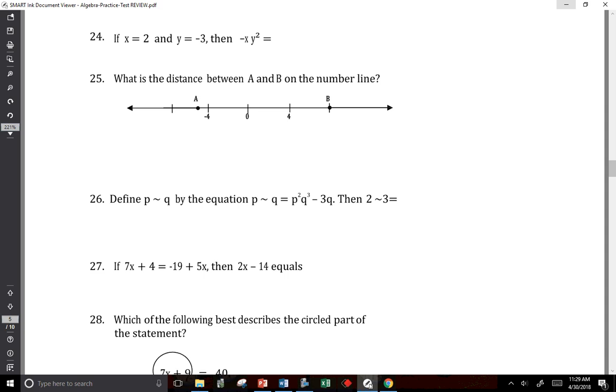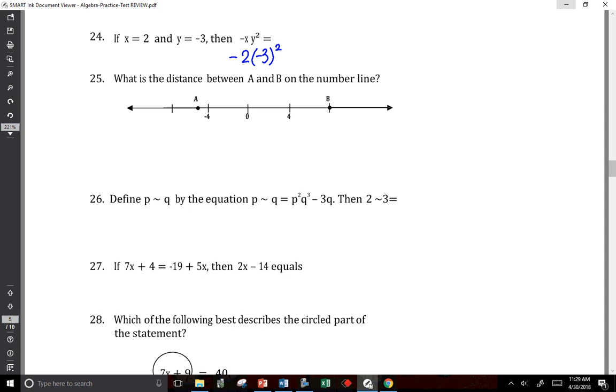What is the distance between A and B on the number line? Where do you think B is at? Let's go negative 5. And that's A. You think it's negative 5? Yeah, negative 5, because negative 6 would be in the middle. I could go with that. So what is the distance between A and B?